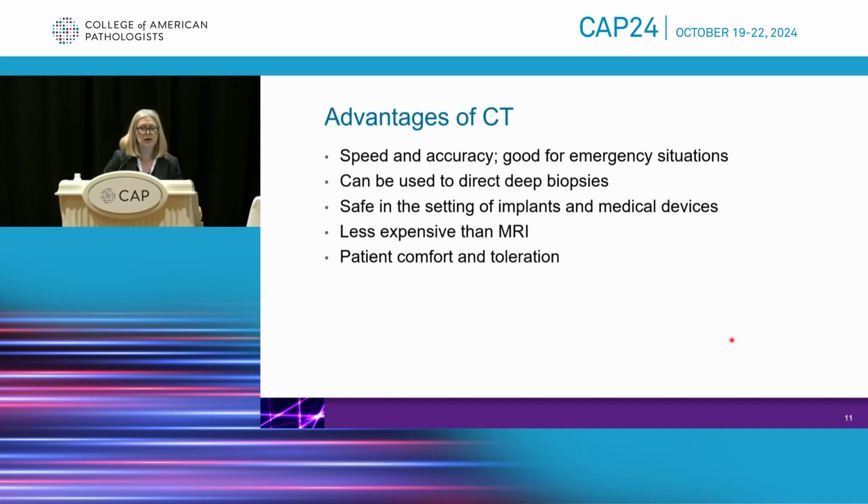What are the advantages of CT? Well, the biggest advantage is speed and accuracy, and this is an excellent modality for emergent situations or life-threatening situations. This can be done within an hour, and you can get really good information when you need it for sake of time. As we all know, it can be used to direct deep biopsies. It is a modality that's very safe with individuals who might have metal implants or medical devices, and we'll talk more about that. It's usually less expensive than MRI, and patients tend to tolerate this well because it's short, and most are comfortable inside the CT scanner.